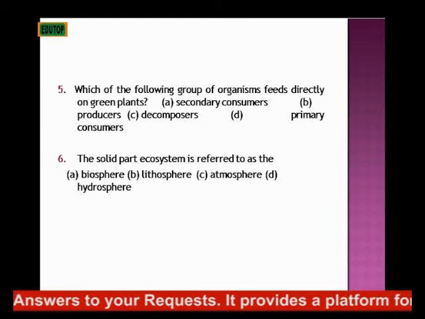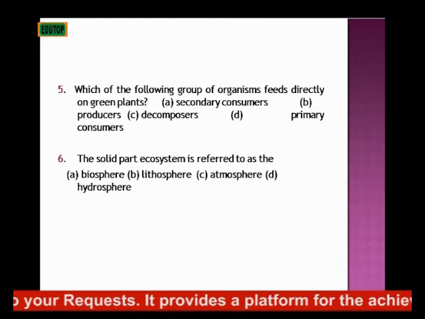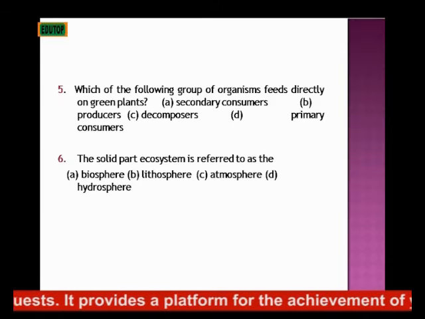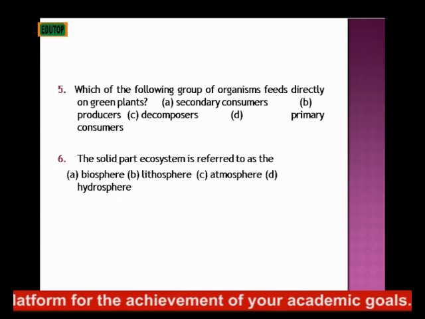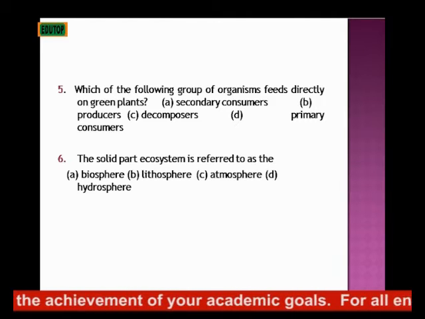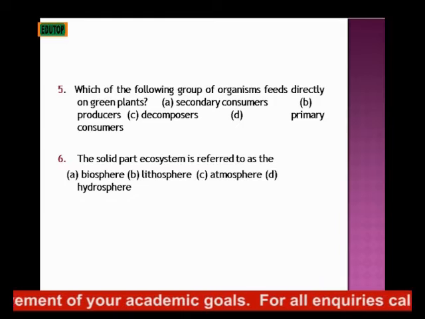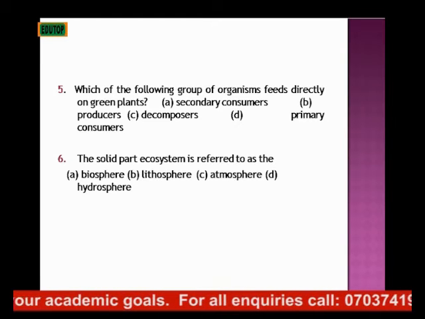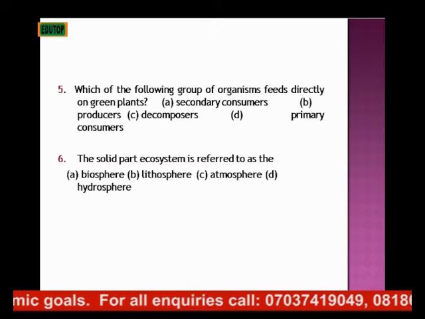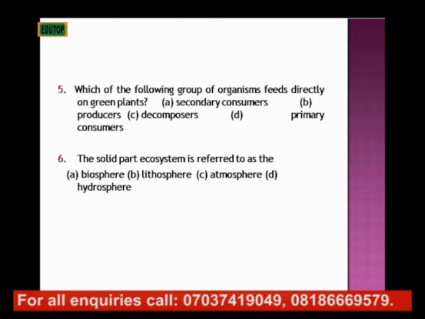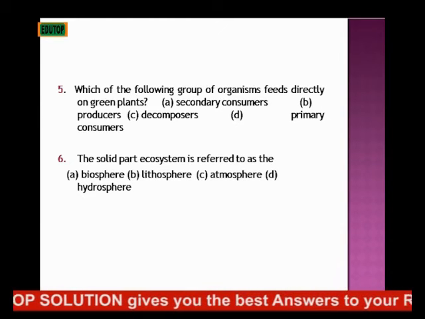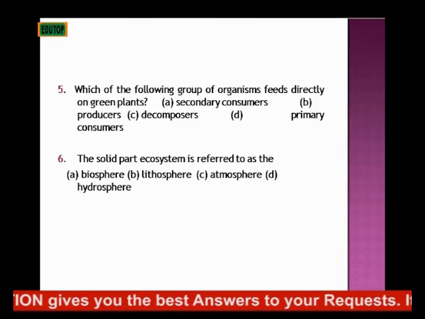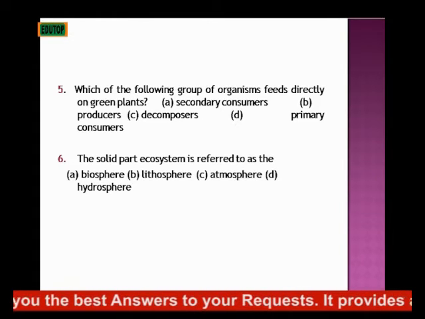Number 5. Which of the following groups of organisms feeds directly on green plants? A. Secondary consumers, B. Producers, C. Decomposers, D. Primary consumers. Number 6. The solid part of the ecosystem is referred to as the what? A. Biosphere, B. Lithosphere, C. Atmosphere, D. Hydrosphere.